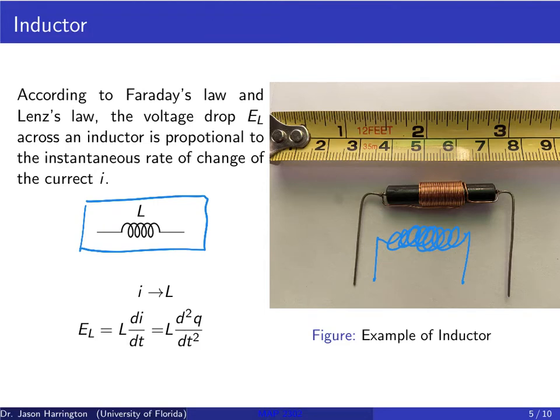Now in this case, what we have is E sub L is going to be equal to L di over dt, or L times the second derivative of the charge. And typically what you use is H for Henry. So typically it's H, that's for Henrys, and that's typically what the units will be when we talk about this.